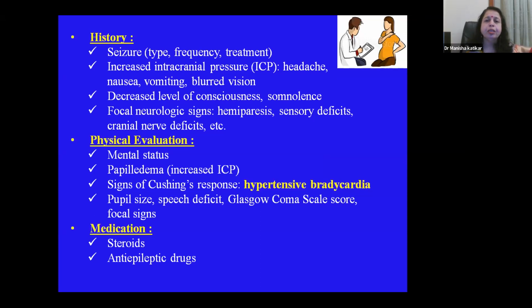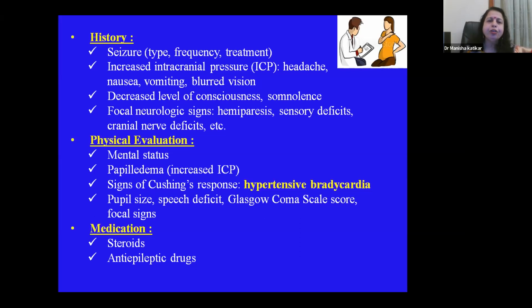Did he go for a consultation and get treated at the outpatient department only? Was there any change of tablets of anticonvulsants at that time? Was there any increase in the dose of anticonvulsants at that time? Such a history will tell us the details about the epilepsy that the patient is suffering from. Are there any signs of increased intracranial pressure: headache, nausea, vomiting, blurred vision?